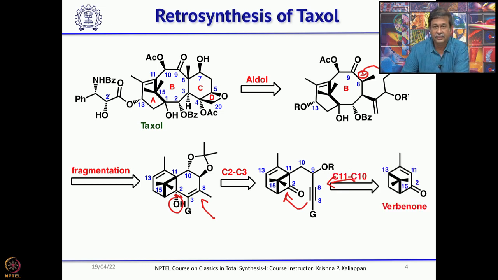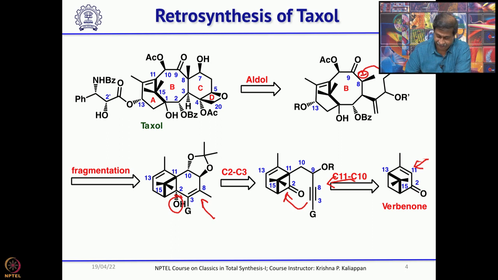Now, this can be obtained from verbenone. First, you should do the alkylation here. Then you do the key reaction, that is the 1,3 alkyl shift. So the 1,3 alkyl shift is very important. Okay, so then only you will get the 8-membered ring.